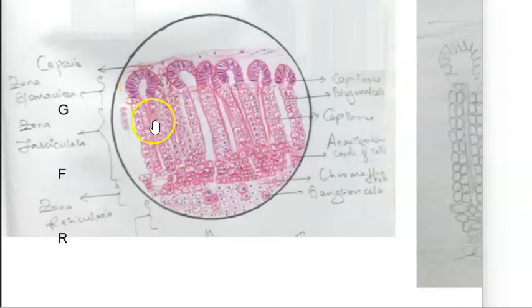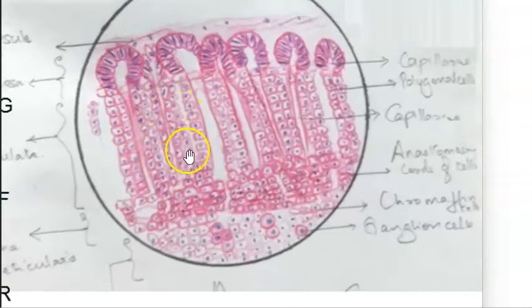Then the middle zone, or zona fasciculata, has cells arranged in vertical rows. Cells have a lot of vacuoles in the cytoplasm. Okay, that we are able to see, vacuoles in the cytoplasm. The inner zone, that is the zona reticularis, has cells in an anastomosing network. These cells are less vacuolated. Yeah, these ones in the middle are very, very vacuolated, a lot of white.